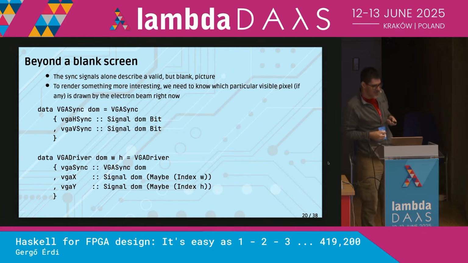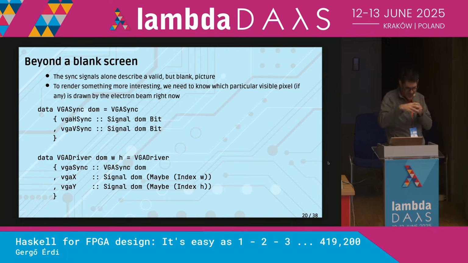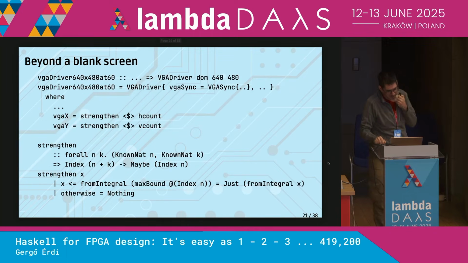So our VGA driver will expose a pair of signals, the index into the x dimension and the index into the y dimension of where we currently are, based on our internal timekeeping. And these are going to be maybe values, because if we are in the purple or the pink area, then there is no meaningful visible coordinate. Okay, so how do we do that?